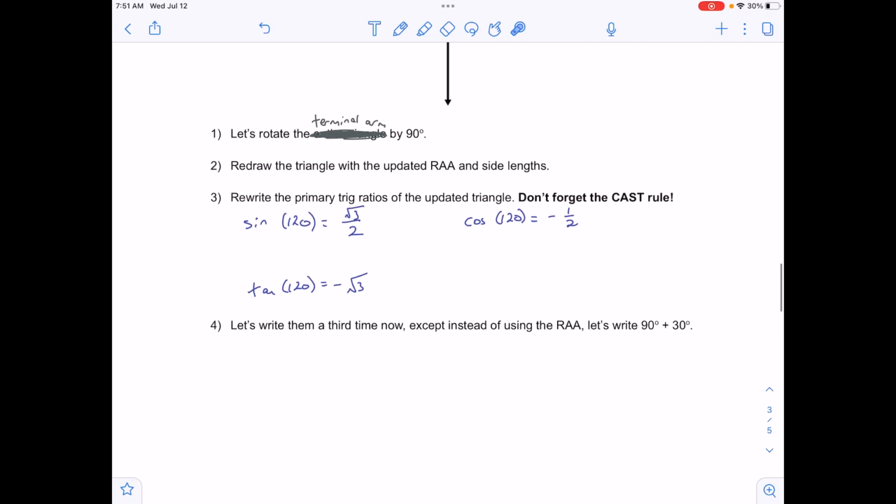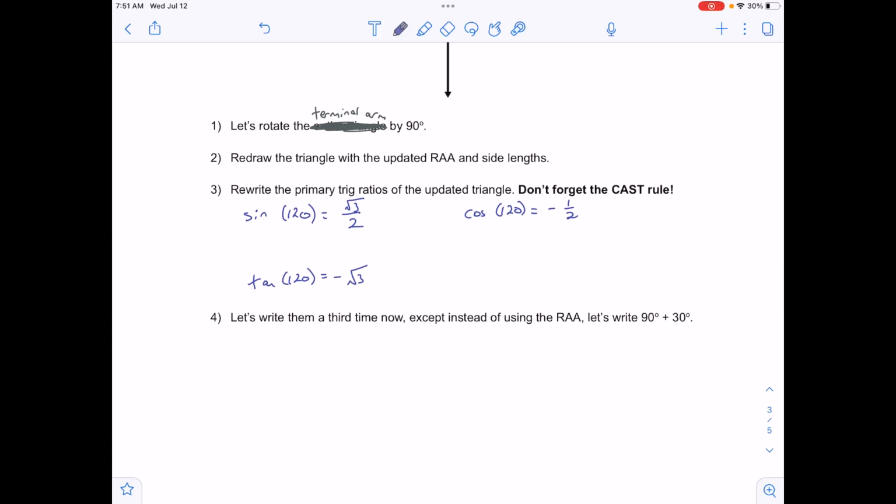And now we're going to write them a third time, except we're going to demonstrate the fact that we actually rotated this 90 degrees by writing 90 plus 30. Okay, so sine of 90 plus 30 is root 3 over 2. Cosine of, no, it's not 120, it's 90 plus 30, is root 3 over 2, and then tan of 90 plus 30 is negative root 3.